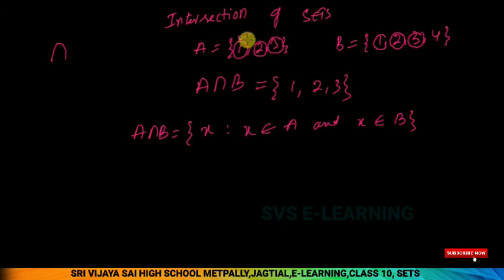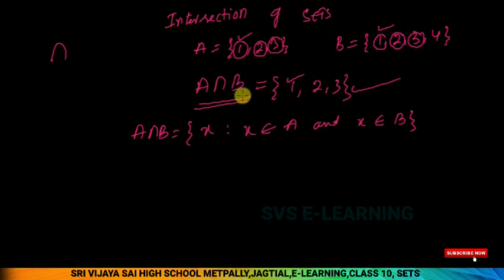For an example, 1 belongs to A, 1 also belongs to B. That's the reason I included the element 1 in the set A intersection B. So intersection is nothing but common, the elements which are common to both the sets. Intersection of sets contains the elements which are common to both the sets.